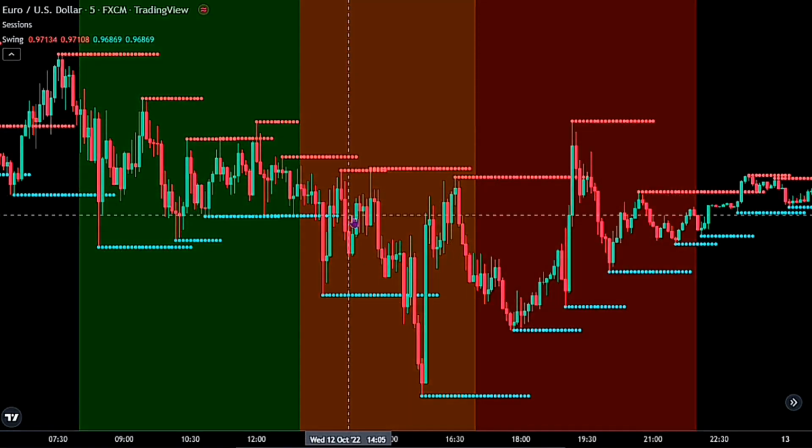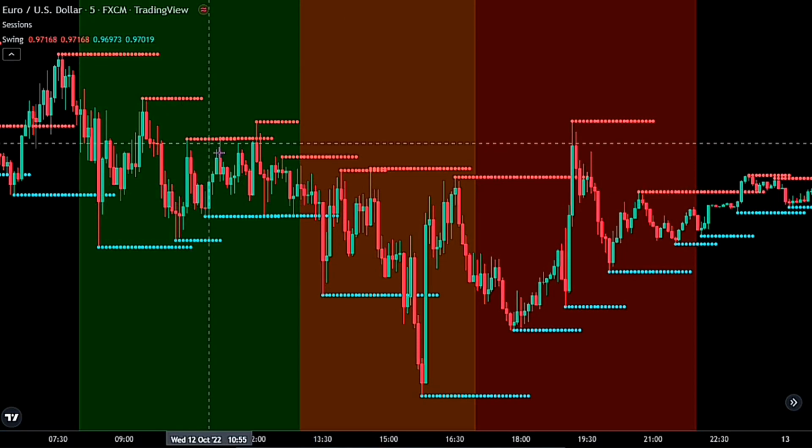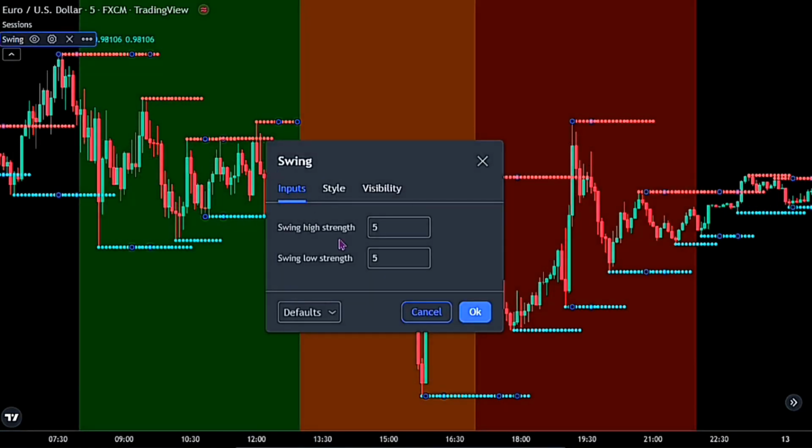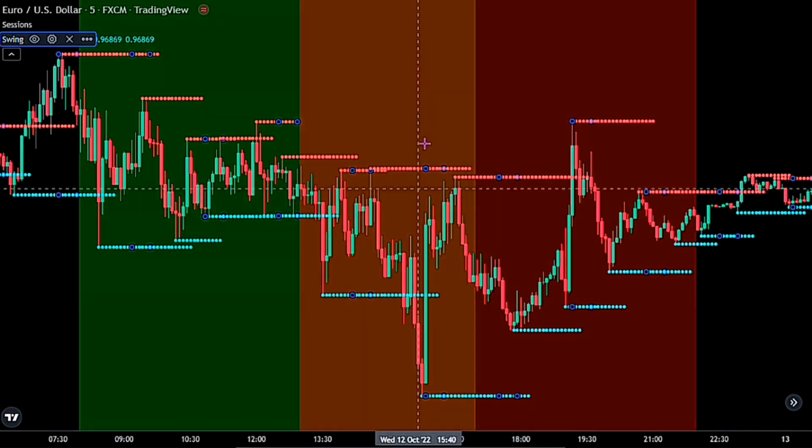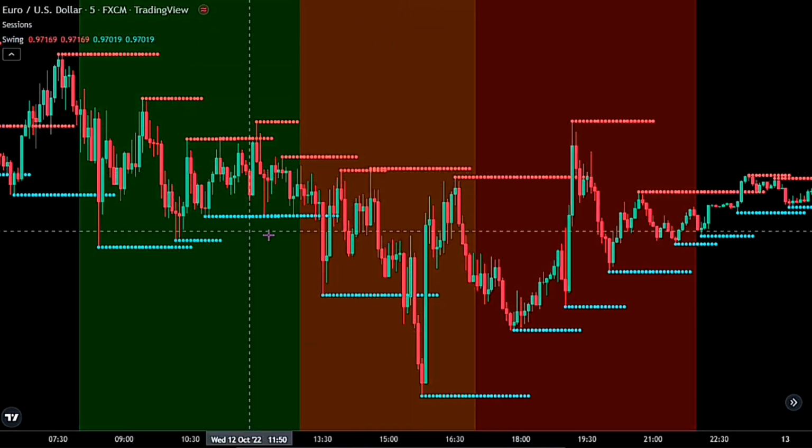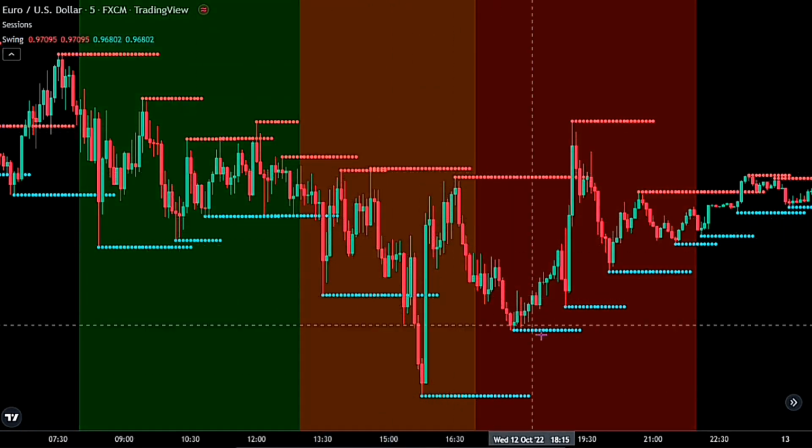Let's take a look at the settings of this indicator. On the input, we could see we have it on 5. We would be leaving it this way, as we need to react on short-term highs and lows of the market for quick gains. These red lines act as resistance while the blue gives us levels of support.